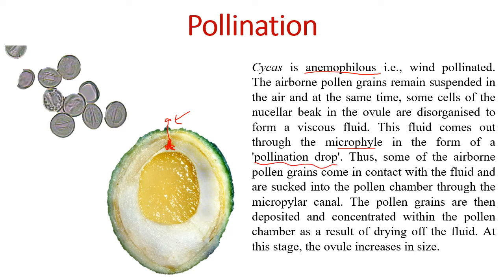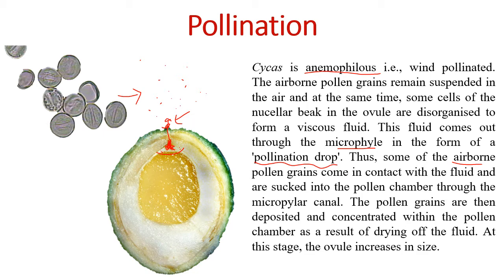What happens is that wind-pollinating pollen grains move here and there with the help of wind, and as they come in contact with the pollination drop, they get suspended, and later migrate down and rest in the pollen chamber. Thus some of the airborne pollen grains come in contact with the fluid and are sucked into the pollen chamber through the micropylar canal. The pollen grains are then deposited and concentrated within the pollen chamber.